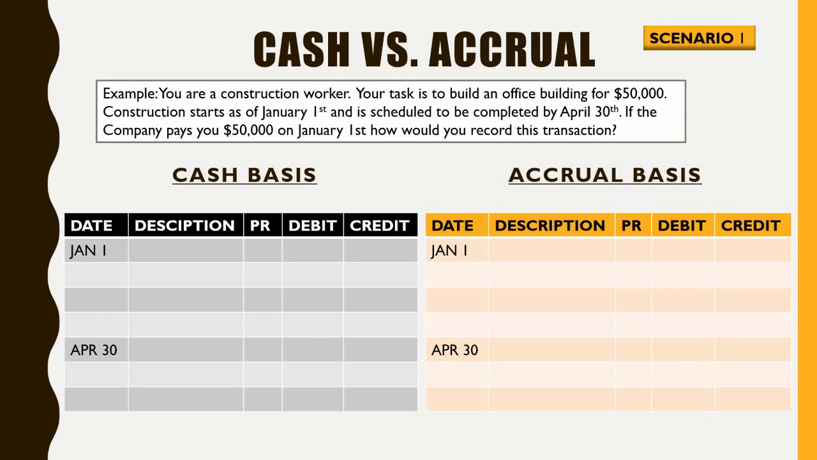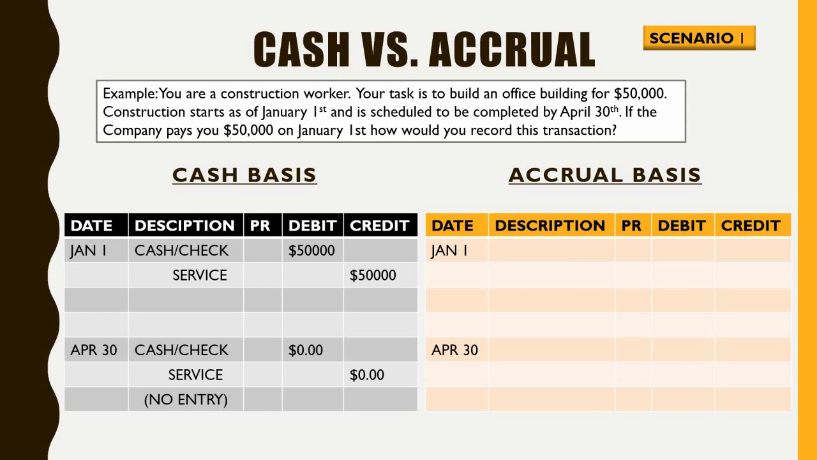And then here, if the company pays you $50,000 on January 1st, how would you record this transaction? Let's look on a cash basis. We received money even though the service has not been completed yet, but the idea here is that we received money for this service. So in this case, we would record the cash because we received it, and we were going to record the service in January, because that is when they paid me. It's not based on whether the job was done. That is when they paid me.